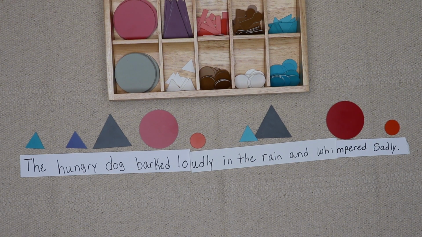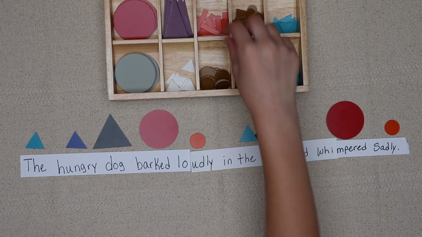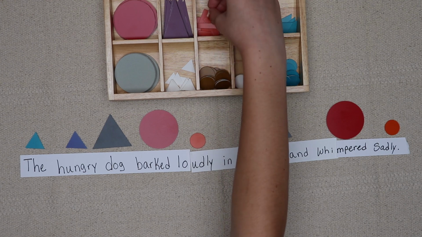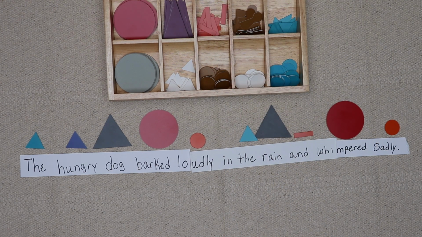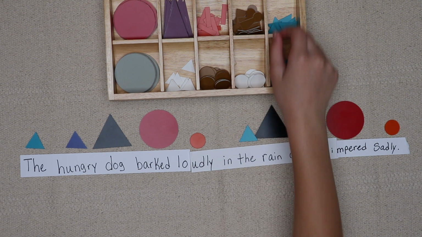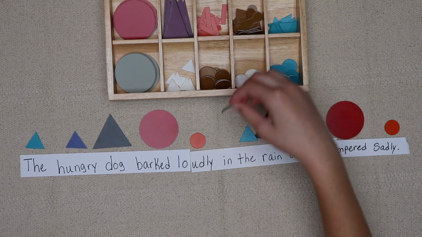The student recognizes the word and as a conjunction that joins words or phrases together and uses the pink bar to identify it. The word in is a preposition because it shows relationship or position between the rain and the hungry dog barking. And so the student uses the green arch, the green bridge, to identify it as a preposition.